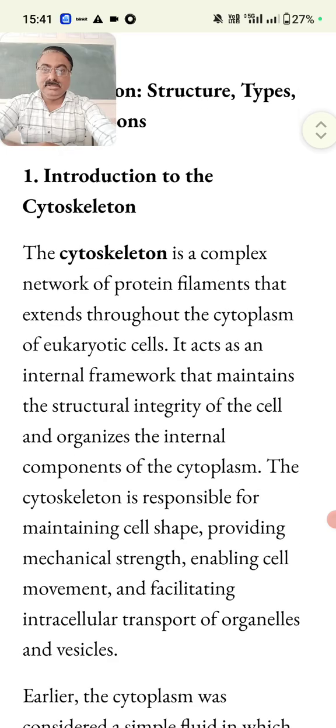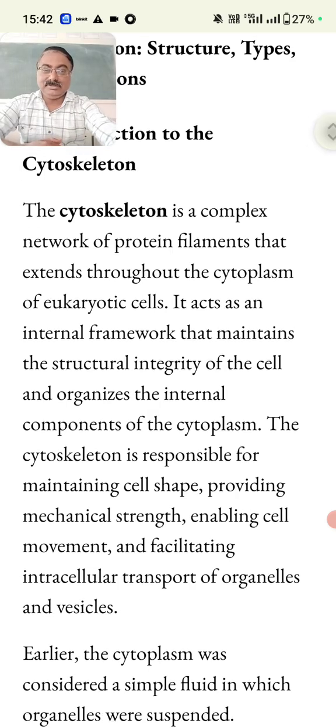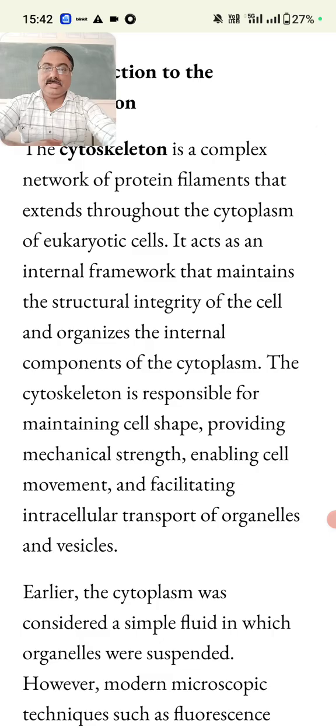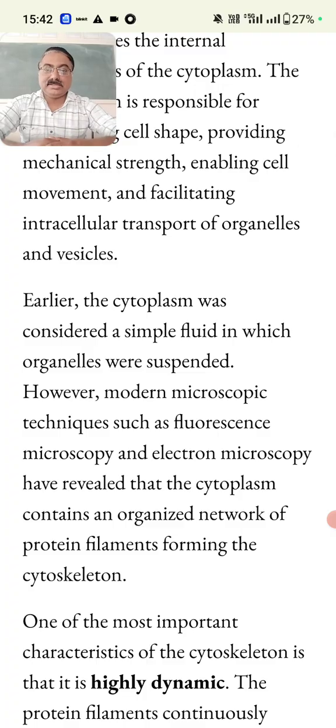Introduction to cytoskeleton. The cytoskeleton is a complex network of protein filaments that extends throughout the cytoplasm of eukaryotic cells. It acts as an internal framework that maintains the structural integrity of the cell and organizes the internal components of the cytoplasm. The cytoskeleton is responsible for maintaining the cell shape, providing mechanical strength, enabling cell movement, and facilitating intracellular transport of organelles and vesicles.